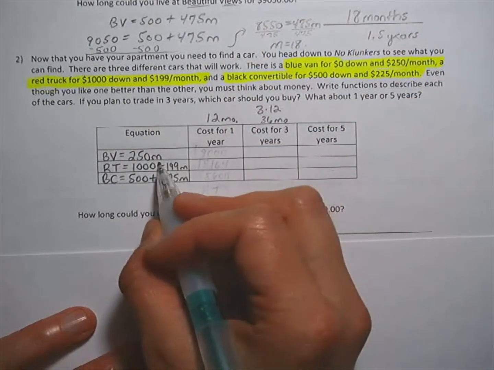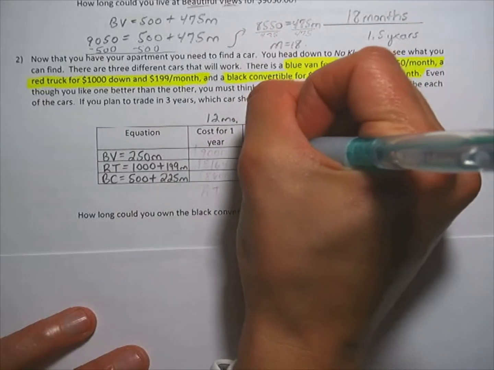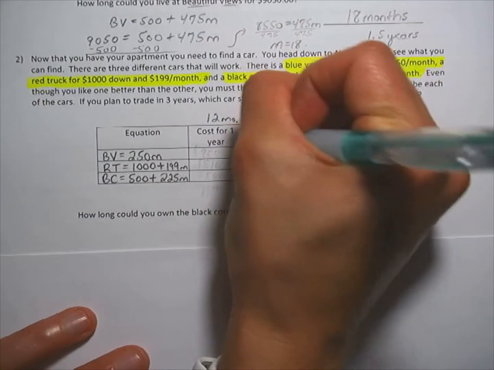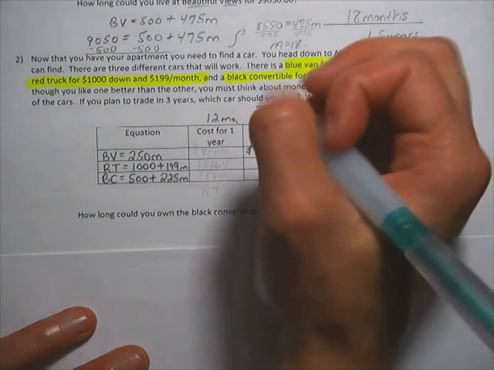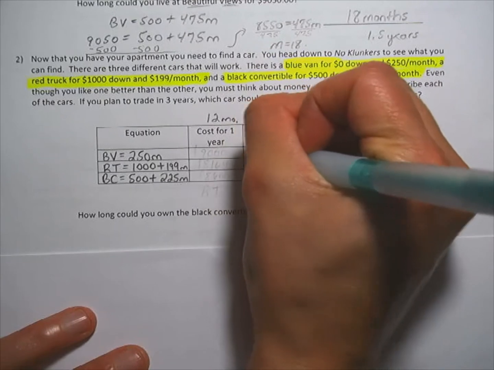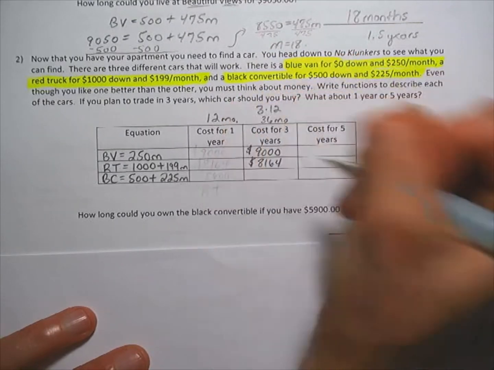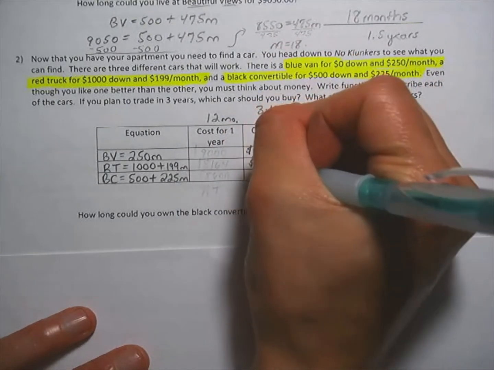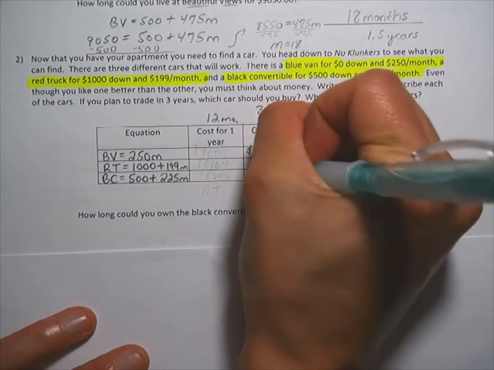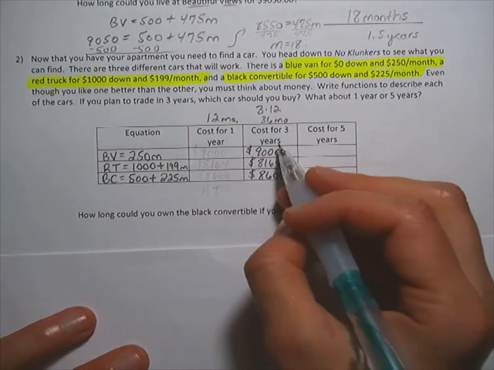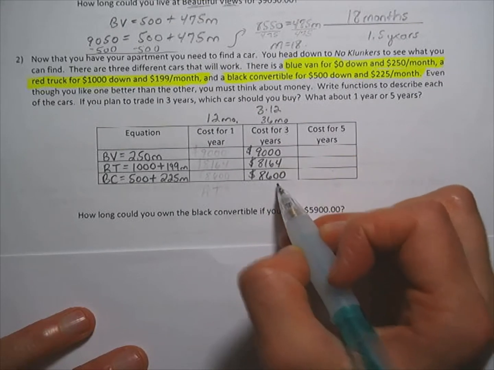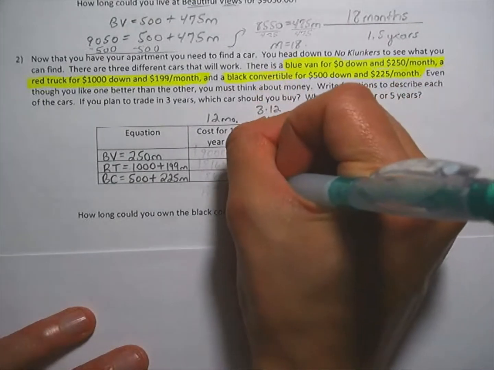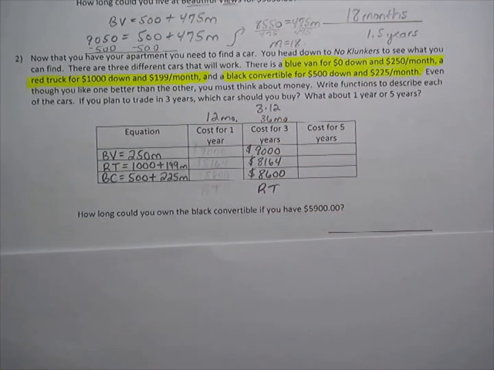So if I plug in 36 for M here, it would end up being, yeah, I had these switched around. So for 3 years, I'd end up paying $9,000 for the blue van, $8,164 for the red truck, and then $8,600 for the black convertible. And so for the 3 years, fixing myself here, which one would be the best value? Well, the red truck is the cheapest. So if I was keeping it for 3 years, the red truck would have the best value.